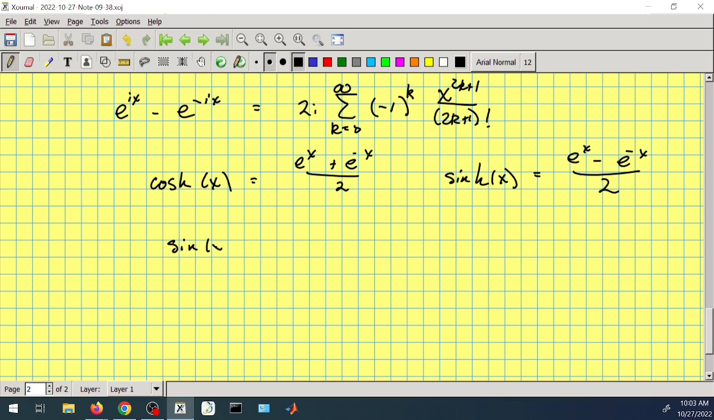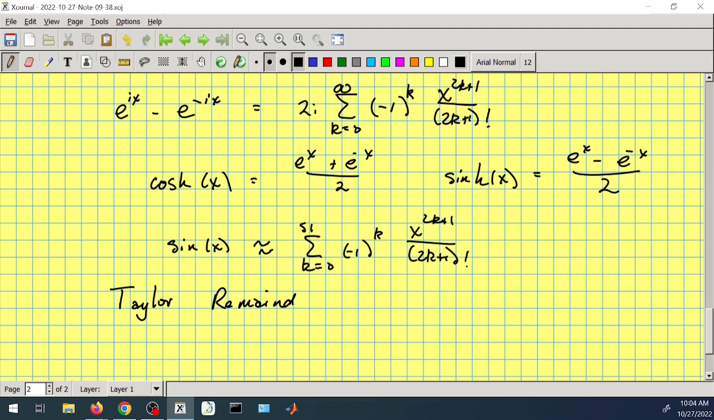Sine is approximately the sum k equals 0 to 51 of minus 1 to the k, x to the 2k plus 1 over 2k plus 1 factorial. And you have the Taylor remainder theorem. That one's the one that gives you the error. It gives you the error bound.